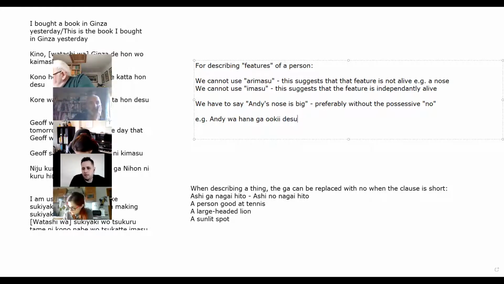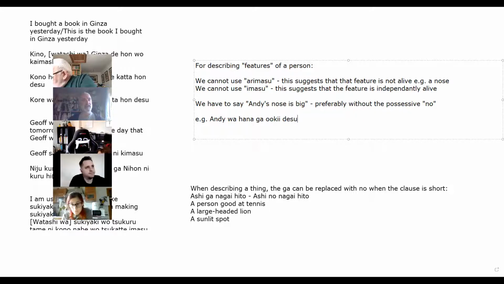Now, Toby, you're about to ask why I can't use the possessive, no? Yeah, exactly. That was my instinct when you asked the question. And Andy-san no hana ga ookii desu. I mean, it would translate, but it sounds like something that I own. Now, I do own my nose, but it's actually part of me. It's not like I can transfer it to somebody else. It's not something which is separate to me, which belongs to me. It's me.